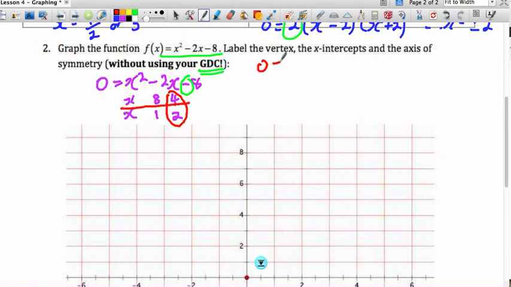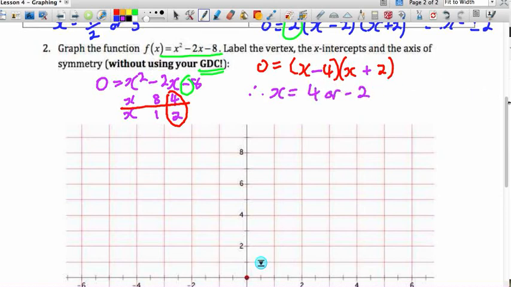And we have 0 equal to x with 4 and x with 2. And the last piece is to figure out which one gets the plus and which one gets the minus. We need minus 2x in the middle. And so we'll say x minus 4 and x plus 2. And so we have x equal to 4 or minus 2 as our two x-intercepts.